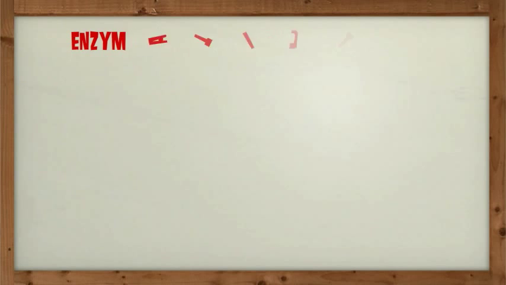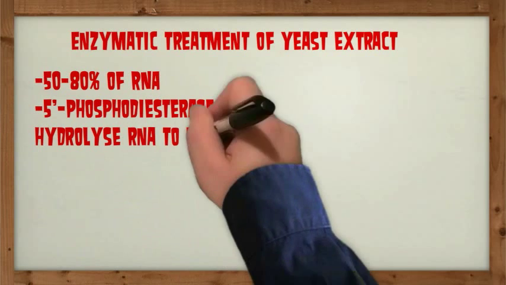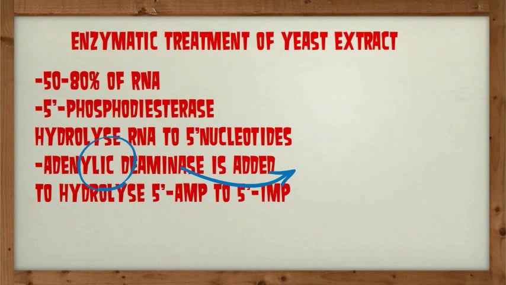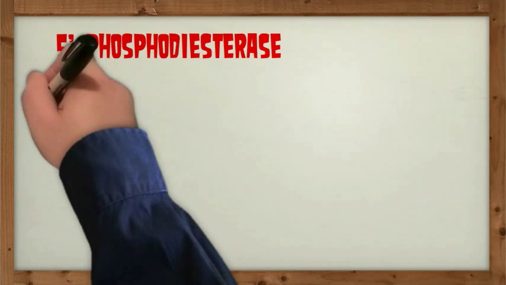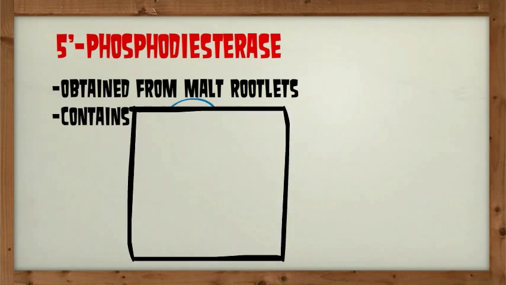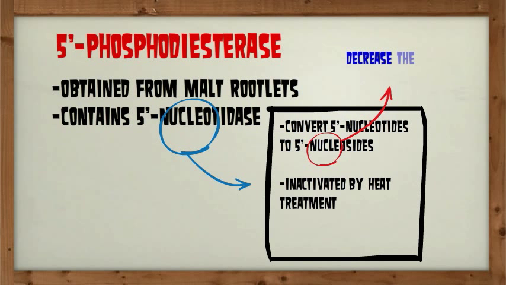The autolyzed yeast contains 50 to 80% of intracellular RNA. 5' phosphodiesterase is added to hydrolyze the extracted RNA to 5' nucleotides. Adenylate deaminase from Aspergillus oryzae is added to hydrolyze 5' AMP to 5' IMP. 5' phosphodiesterase is obtained from the extraction of malt rootlets. However, 5' nucleotidase, which converts 5' nucleotides to 5' nucleosides, has also been found in malt rootlets. It is inactivated by heat treatment at a temperature of 65 degrees Celsius for 30 minutes.